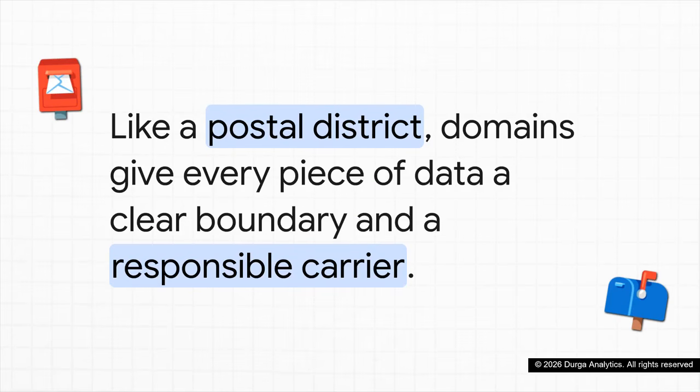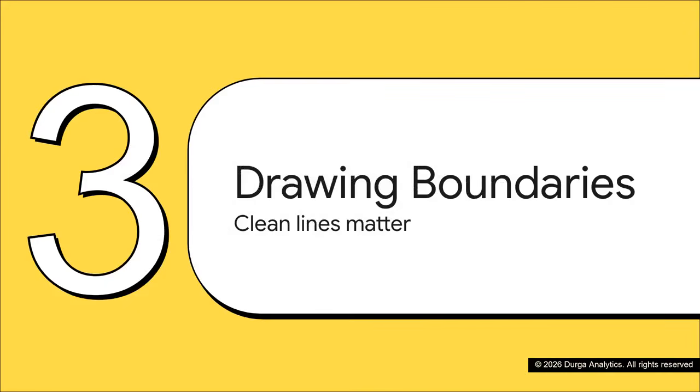Every single district has a very clear boundary on the map and a strictly responsible mail carrier. Because of this structure, the mail actually arrives. Without these districts, deliveries either fall through the cracks completely, or you get two different carriers fighting over who covers the same street. Domains give every piece of your enterprise data a specific district and a dedicated carrier. Which brings us right into Section 3, drawing clean domain boundaries.